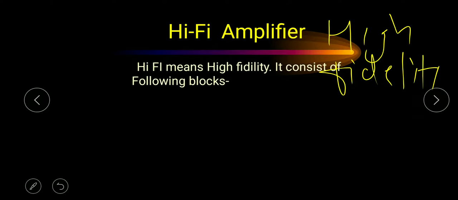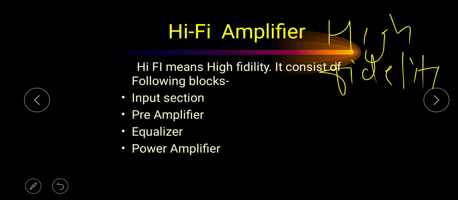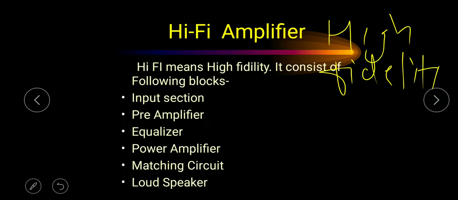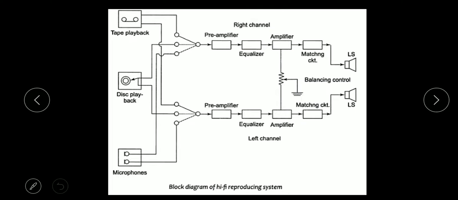It consists of the following blocks, the block diagram. As we have seen the two block diagrams of the monophonic and stereophonic amplifier, we are going to see the hi-fi amplifier block diagram. Here is the input section, then the pre-amplifier section, then the equalizer, then the power amplifier section, and finally the matching circuit and loudspeaker. So we will see them one by one with the block diagram. So this is the block diagram of our hi-fi amplifier.